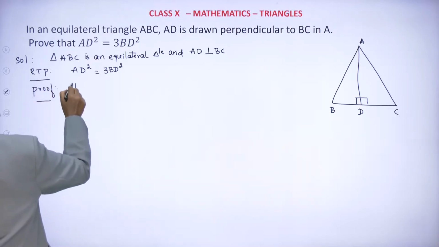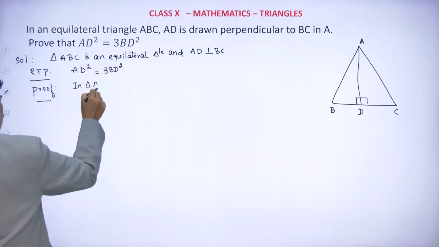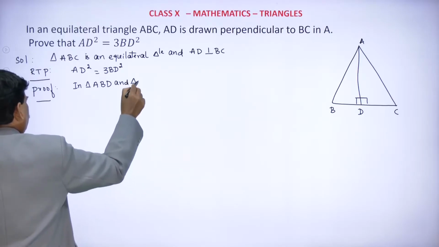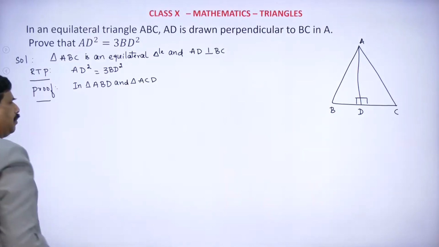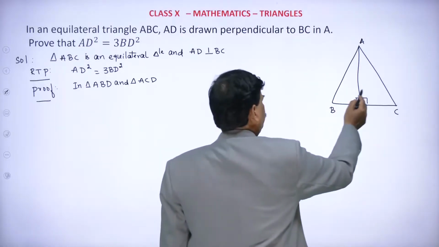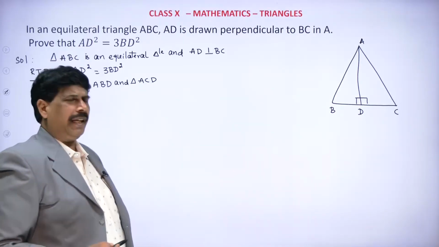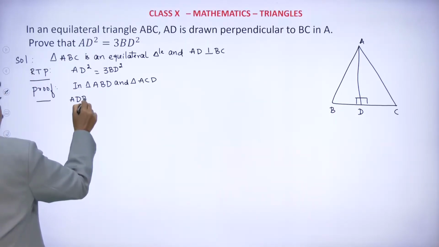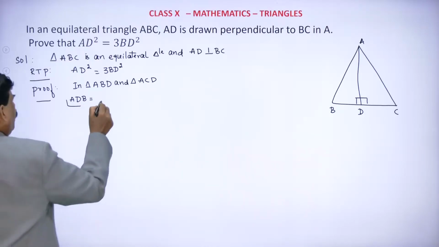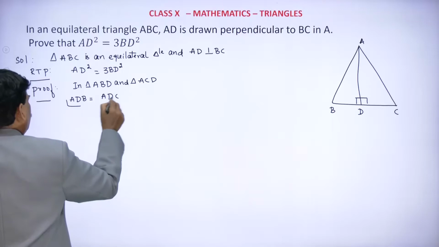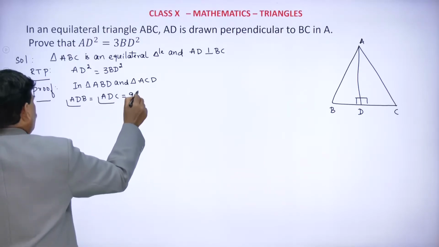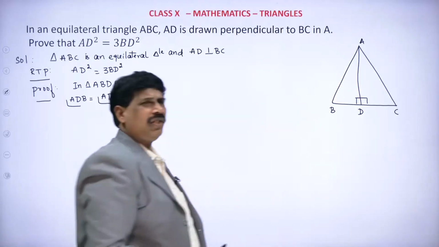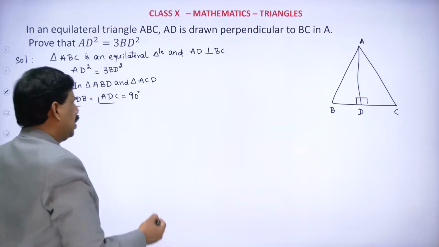Now you take both the triangles. So in triangles ABD and ACD, we are taking these two triangles. In both the triangles, angle ADB is equal to angle ADC, that is each 90 degrees, since AD is perpendicular to BC. Clear?